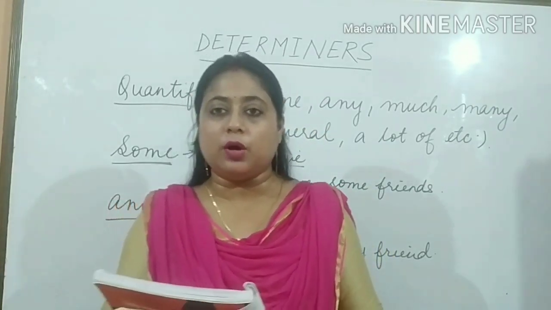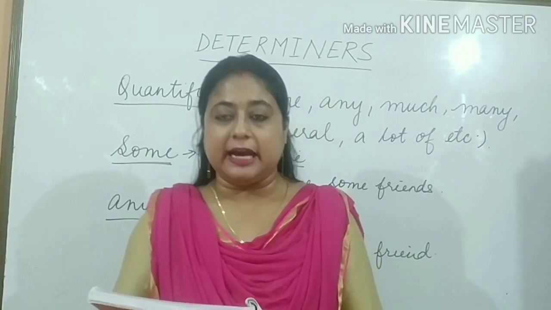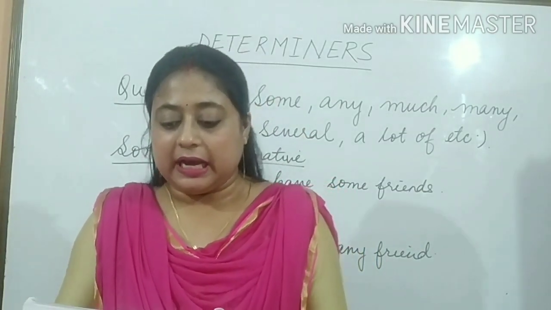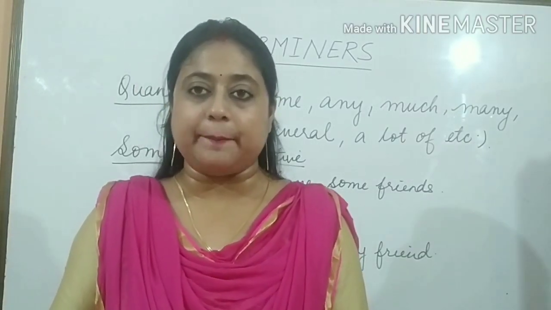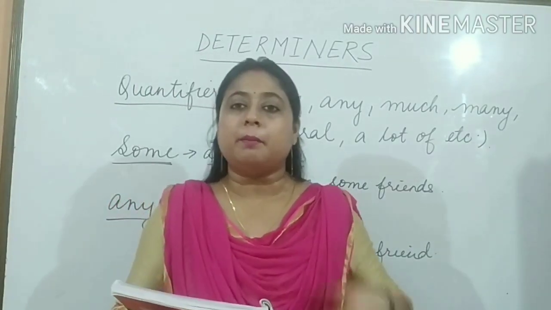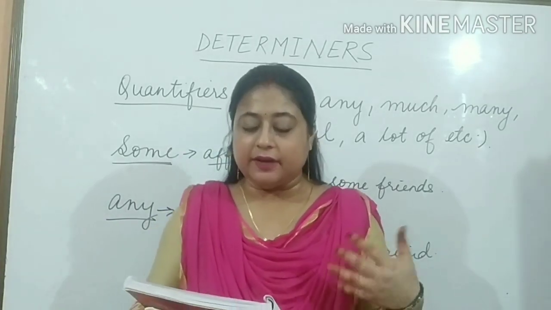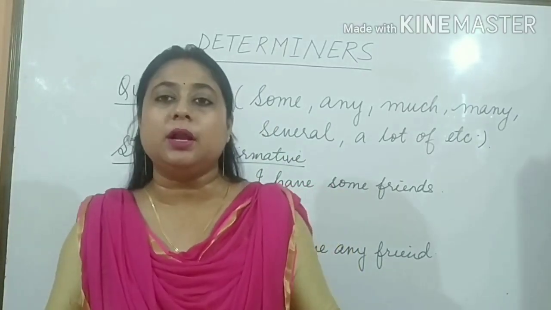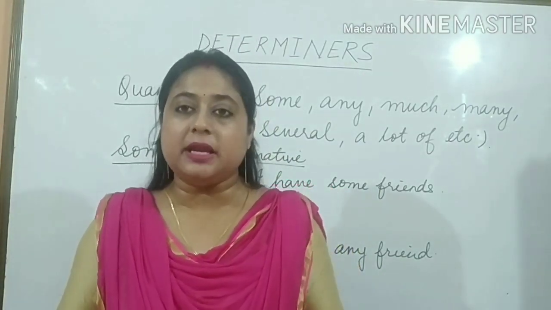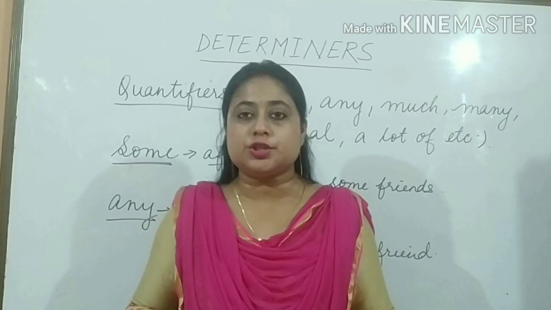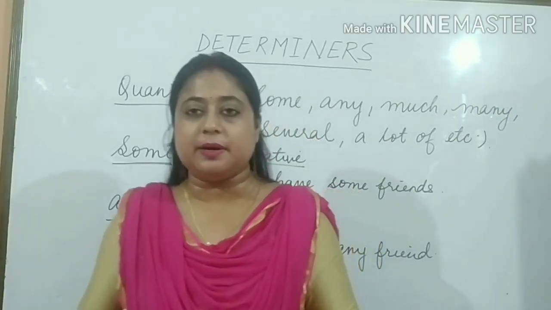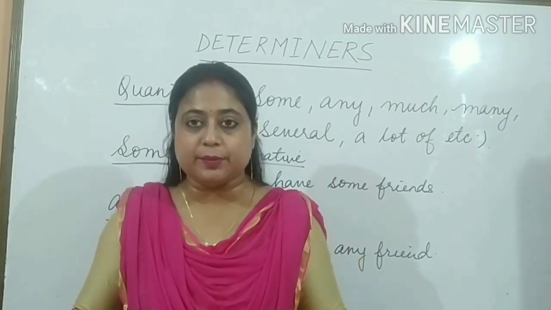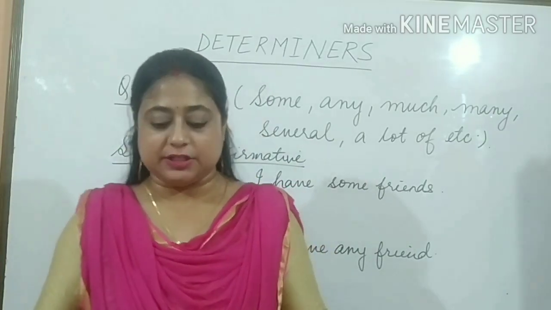The next type of quantifier is much and many. Now where do we use much? Before uncountables. For example, much labor, much joy. And where we use many before the countables. For example, many students, many articles, many books. So when we talk about countables, then we use many. When we talk about uncountables, there we use much.